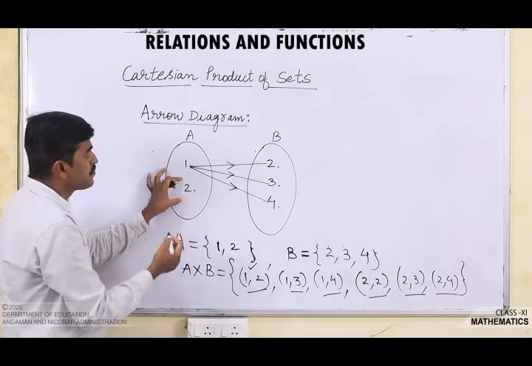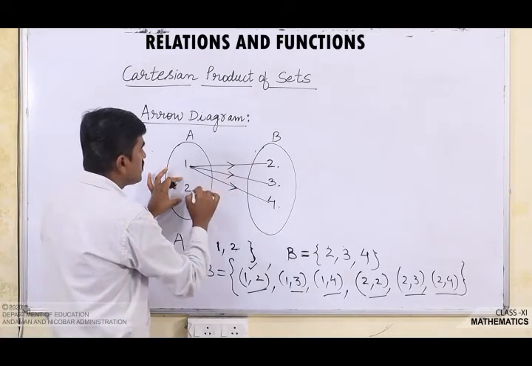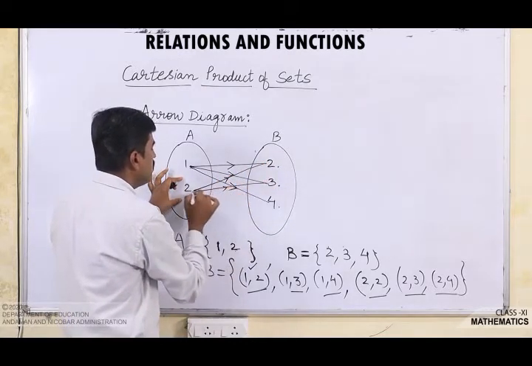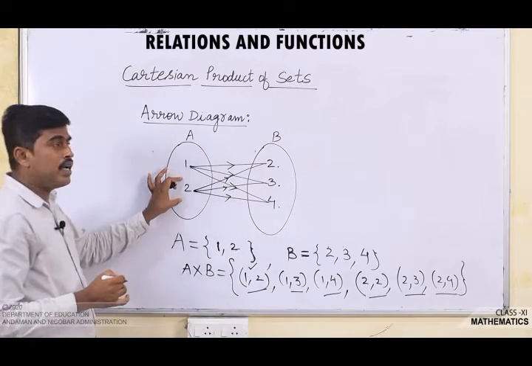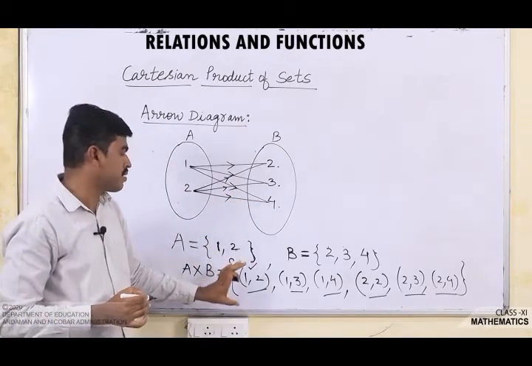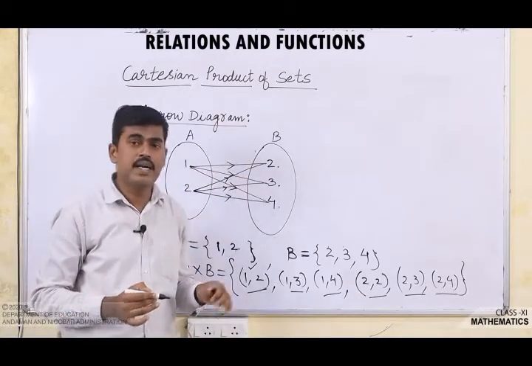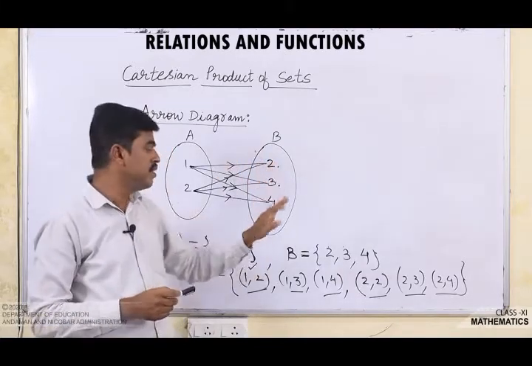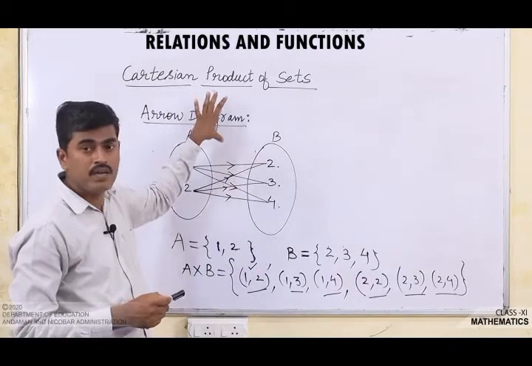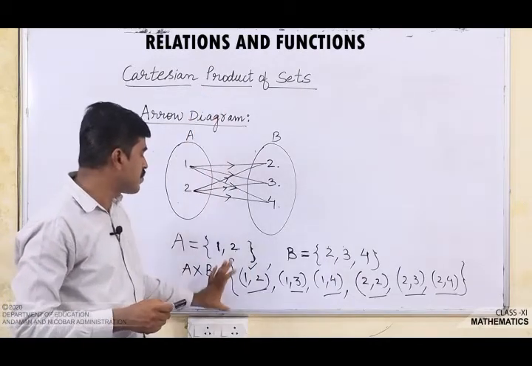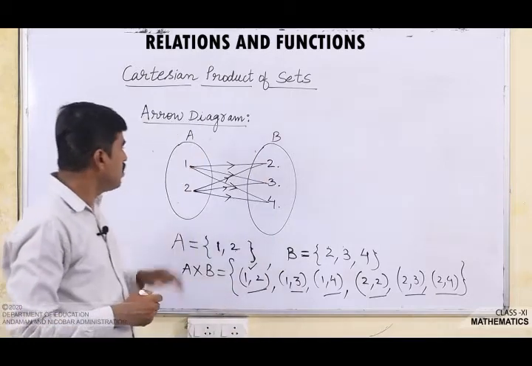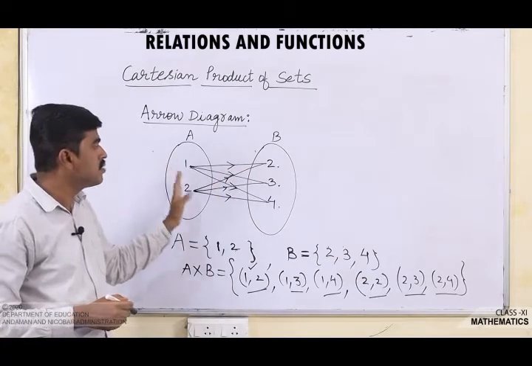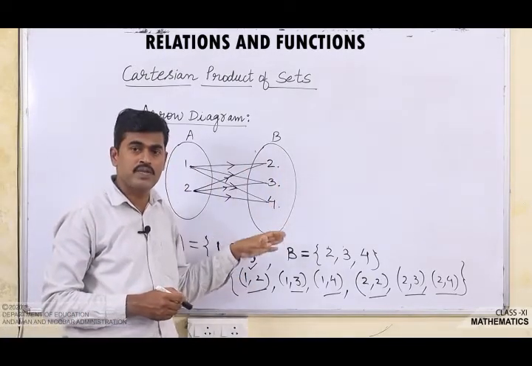Similarly, take 2. Now make arrows from 2 to all the elements. So it is 2 comma 2, then 2, 3, then 2, 4. So this is the arrow diagram for this Cartesian product. So how will we represent the Cartesian product of two sets? Using the set builder form, then roster form, then by means of arrow diagram. So we can represent Cartesian product in all these ways. Okay. So in arrow diagram we have to draw arrows from all the elements of set A to all the elements of set B.